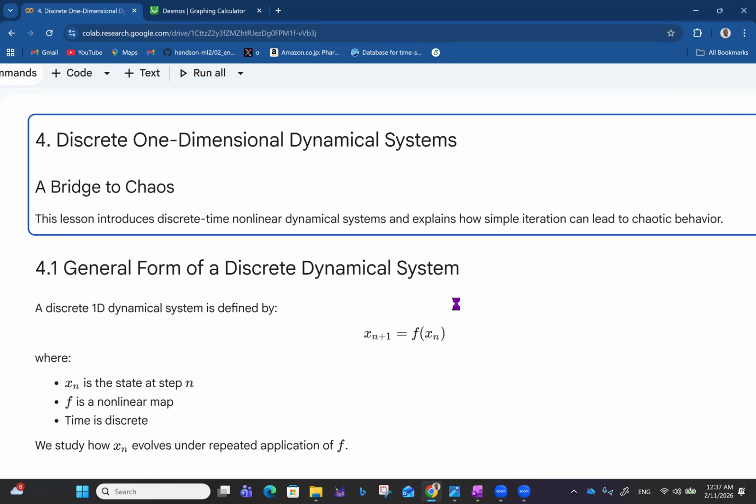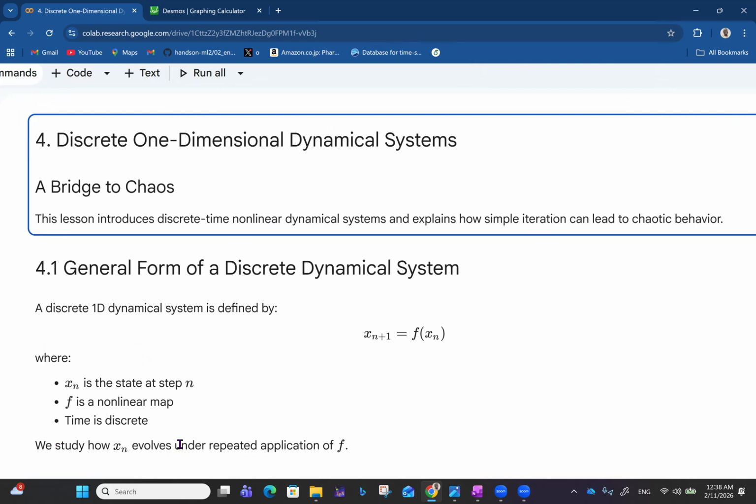So the general form of a discrete dynamical system is what you see here. A discrete one-dimensional dynamical system is defined by x_{n+1} equals f of x_n. For continuous, that would be dx/dt equals f of x. So here, x_{n+1} equals f of x_n, where x_n is the state at step n, f is a nonlinear map, and time is discrete. So we have jumps: x naught, x1, x2, time 0, time 1, time 2, and so on. So time is discrete. That's why it's a discrete one-dimensional dynamical system.